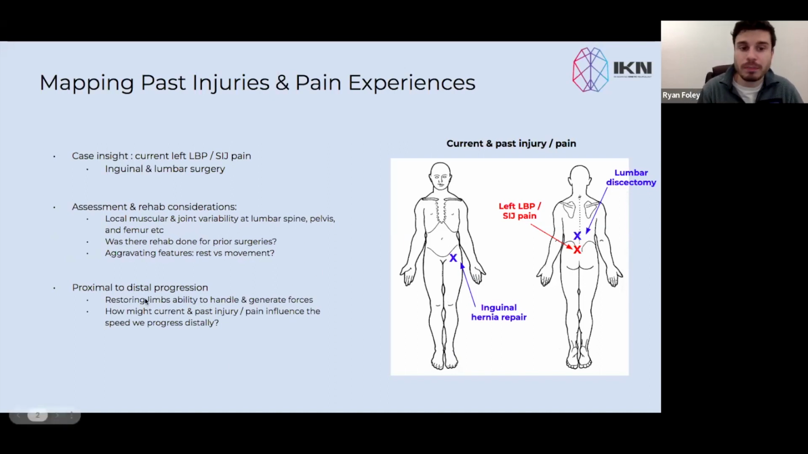Again, I just touched on this proximal to distal progression idea. Generally, we want to restore the limb's ability to handle and generate forces. And again, we can consider how that may influence the speed at which we progress distally. Okay, so that is a key component of our overall rehab framework, considering the role of the limbs relative to the midline. That is a general construct, a general concept, but that needs to be applied to the unique individual. So this is an example of how we can apply that general construct of midline versus limb behavior, but considering that within the specific context of the client's past injuries and past pain experiences.